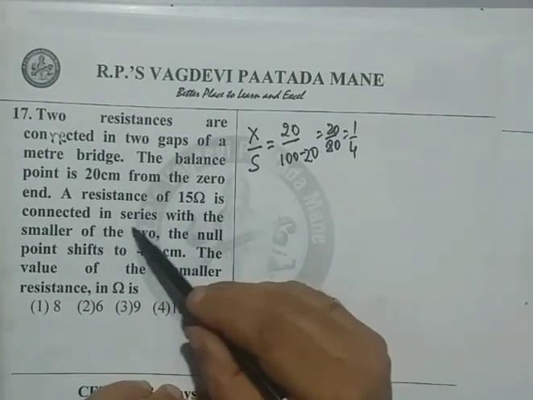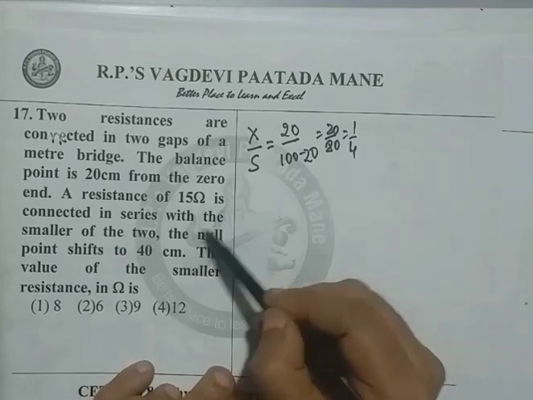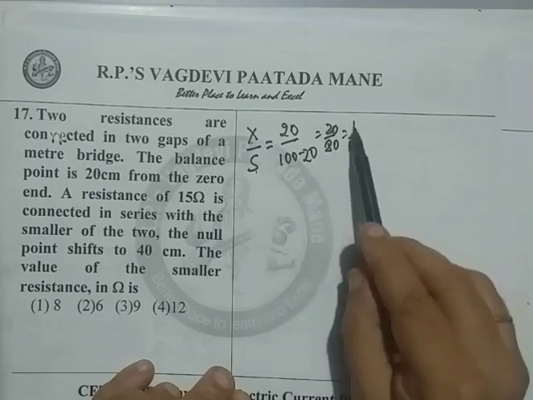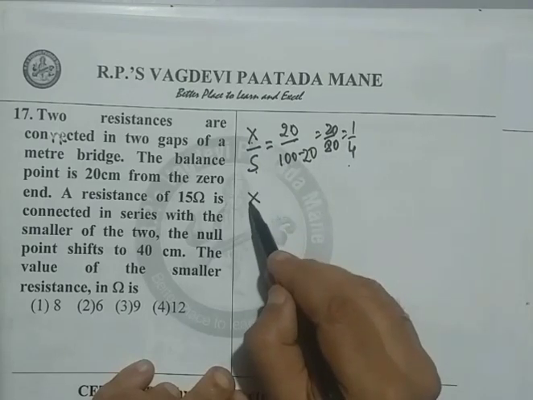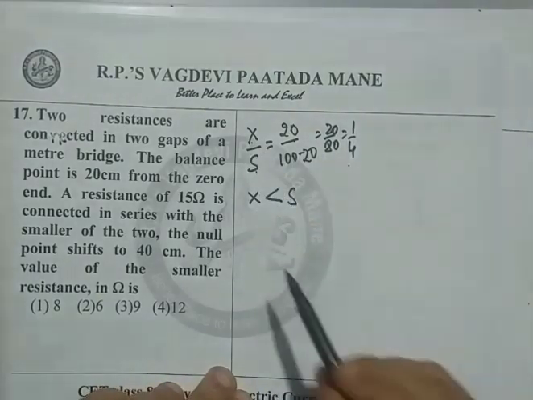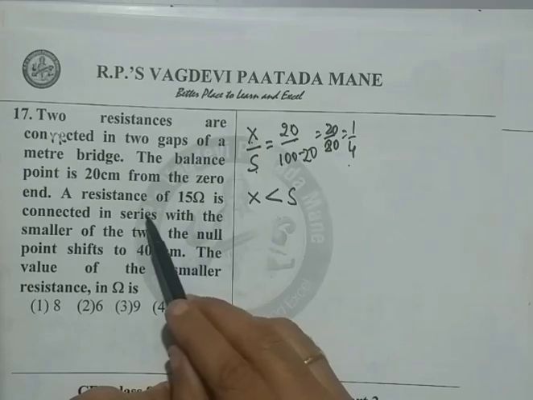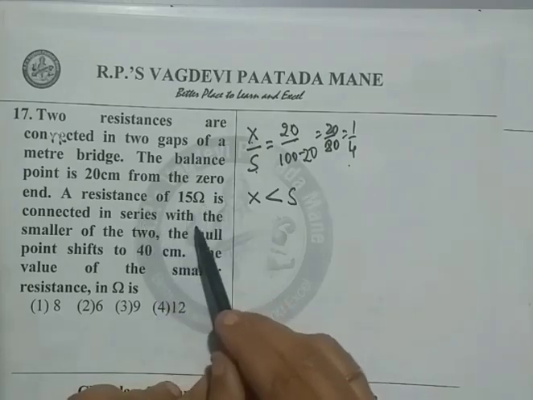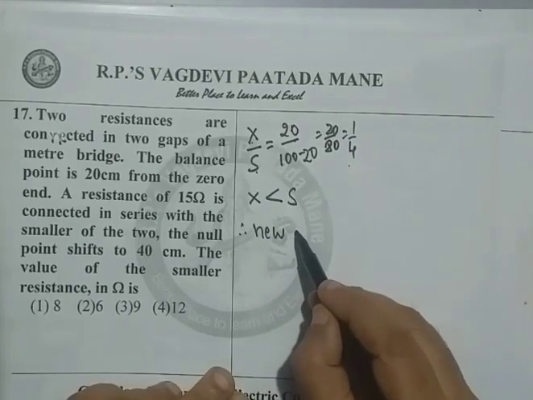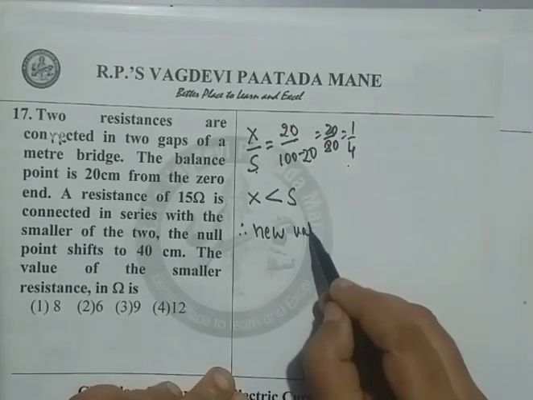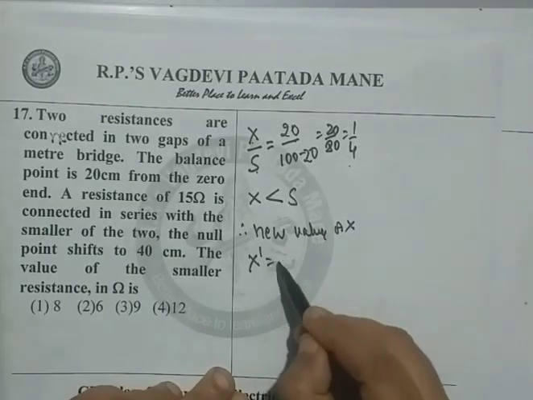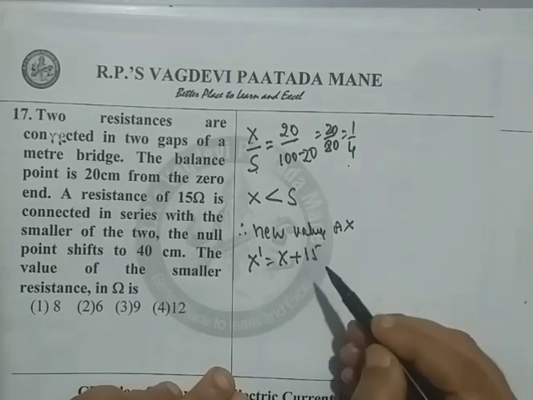Now, a resistance of 15 ohm is connected in series with the smaller of the two. How to find the smaller of the two? In the above ratio, X by S is 1 by 4. That clearly tells us X is smaller than S, as the numerator is smaller. Therefore, the resistance of 15 ohm is connected in series with X. Therefore, the new value of X is X dash equals X plus 15.